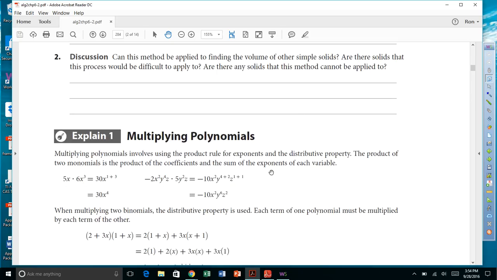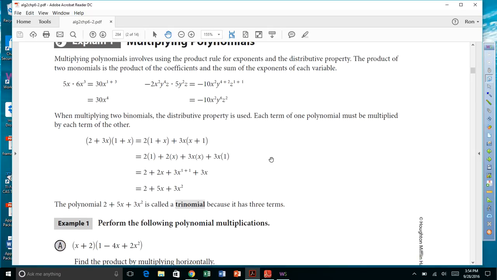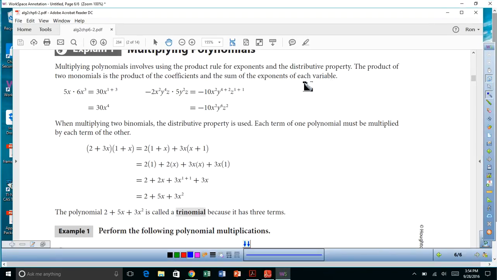Multiplying polynomials. Multiplying polynomials involves using the product rule for exponents and the distributive property. The product of two monomials is the product of the coefficients and the sum of the exponents of each variable. Remember, a monomial is, well, this is a monomial, and that's a monomial. So it would be 5 times 6, that gives you 30, and x to the first times x to the third would be x to the 1 plus 3, and you get 30x to the fourth.